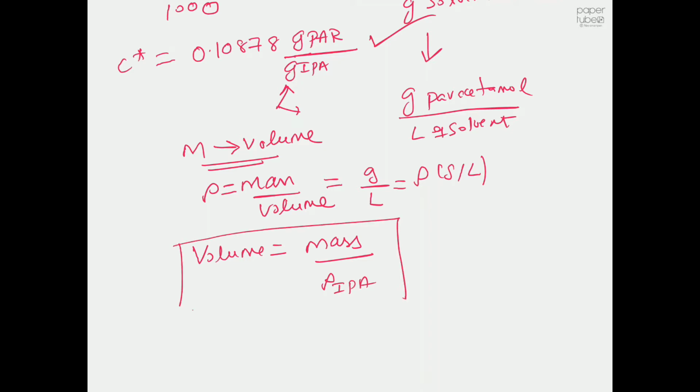These are really basic, yeah. It's too easy. So what's the density? The density of IPA is 786 grams per liter. So what does that mean?